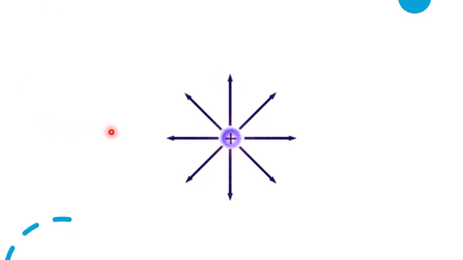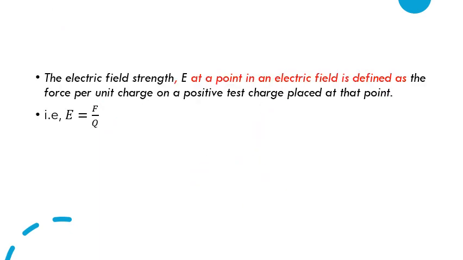This indicates that the field strength reduces as you move away from a point charge. So the strength of the radial electric field is different at different points. What is the meaning of electric field strength? We have defined it in the previous class. Electric field strength at a point in an electric field is the force per unit positive charge placed at that point. That is, E is equal to F over Q.